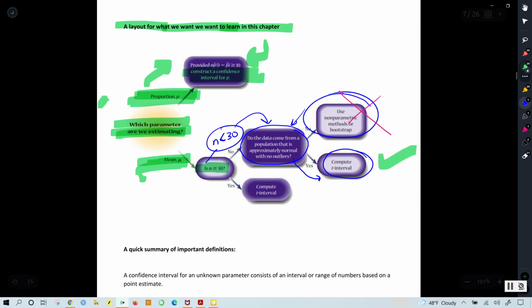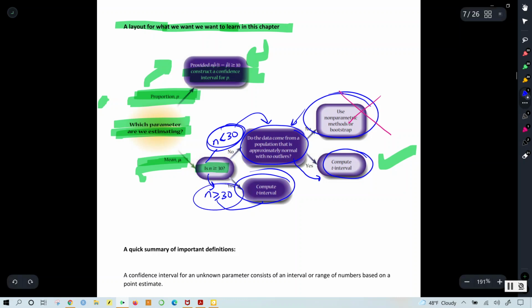Otherwise, if at the outset we find that the sample size is greater than or equal to 30, we do not need to require that the sample data come from a population that is approximately normal with no outliers. All we can do next is compute what? T intervals. So you might observe that it is always desirable, when we are estimating the population mean, that the sample size should be large. This is also true in general.